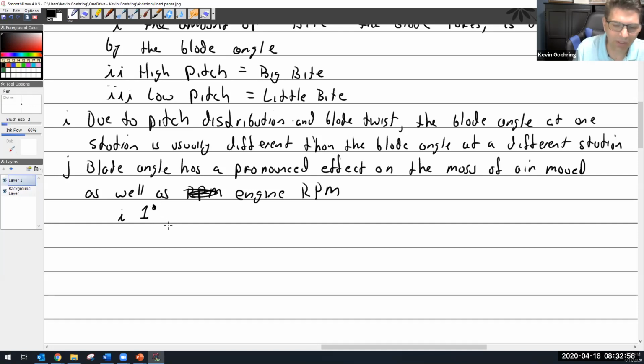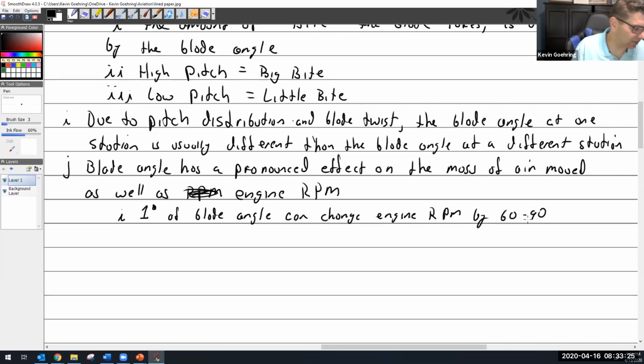One degree of blade angle can change engine RPM by 60 to 90 RPMs. Wow, just one degree? Pretty big.